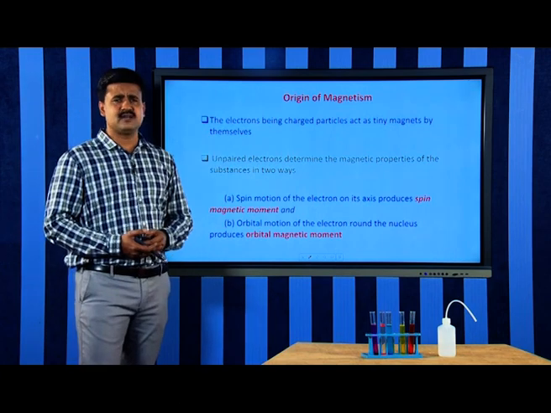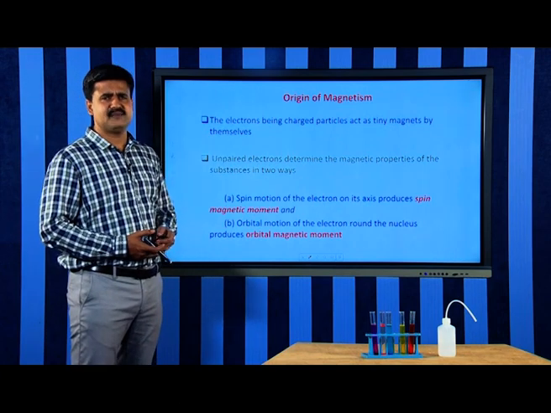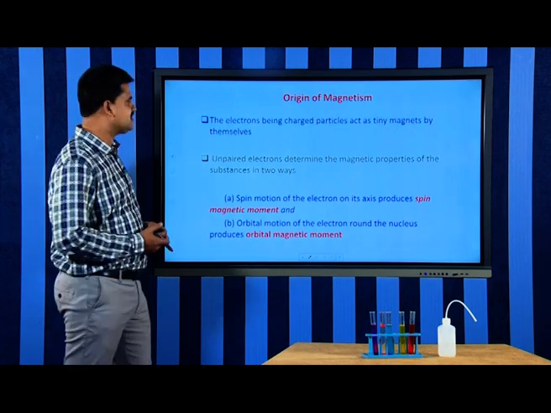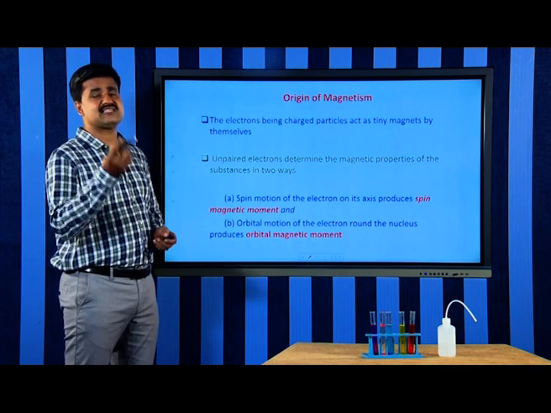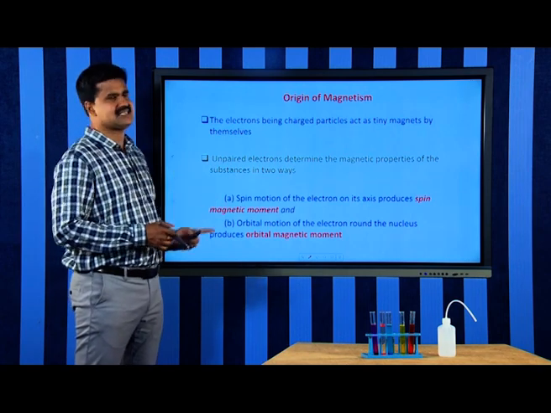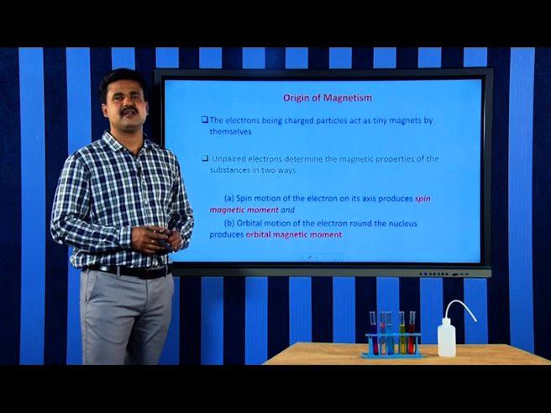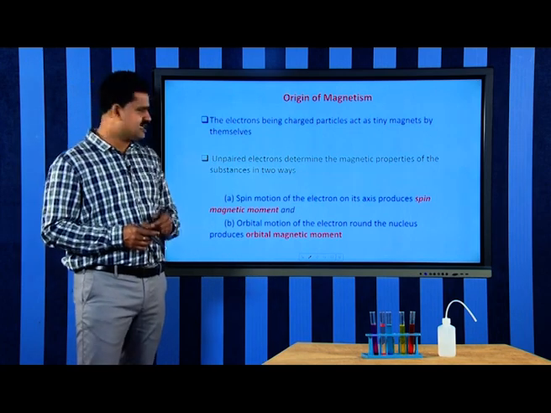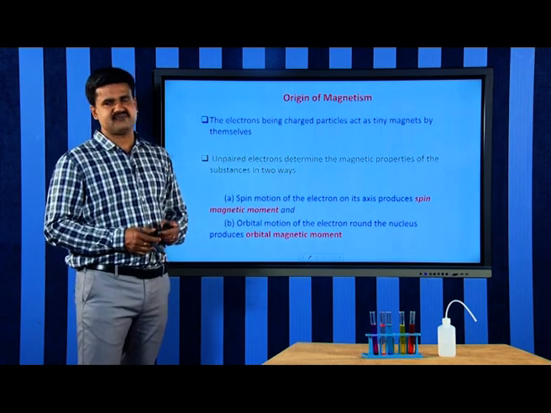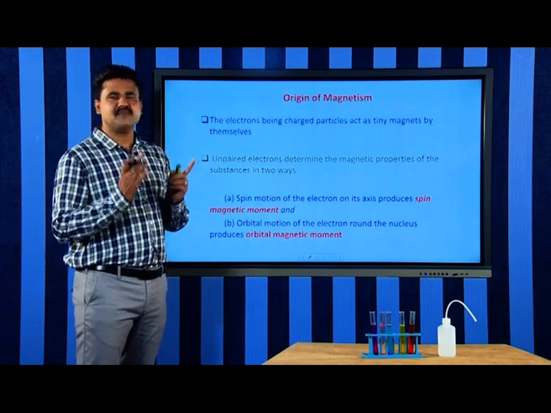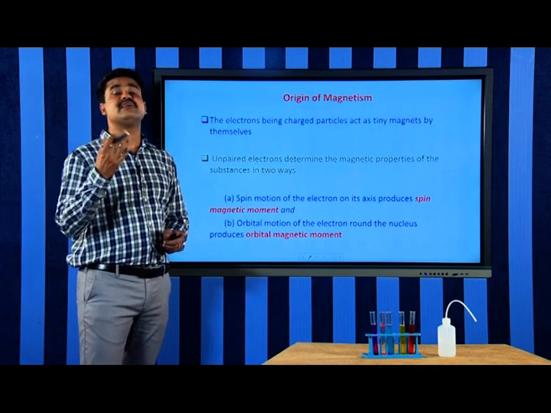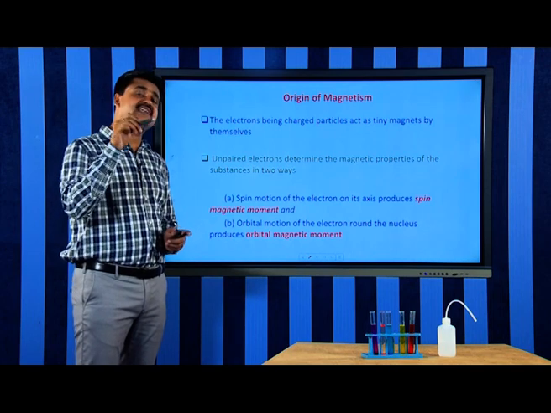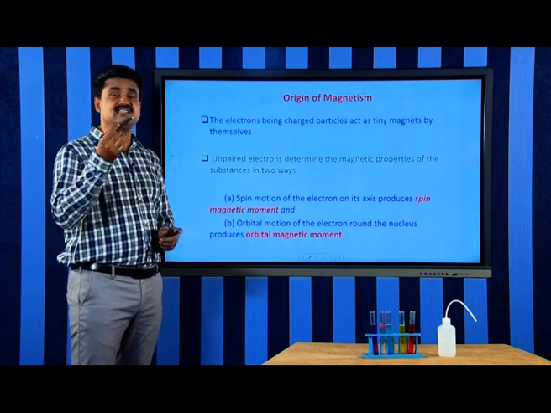Now, the origin of magnetism in d block elements and their compounds. Electrons, being negatively charged particles, act as tiny bar magnets themselves. That is, each unpaired electron can be considered as a very small magnet. Unpaired electrons determine the magnetic properties in two different ways. That is, the unpaired electron can execute two different types of motion. The electron can spin about its own axis, and that is called the spin motion.